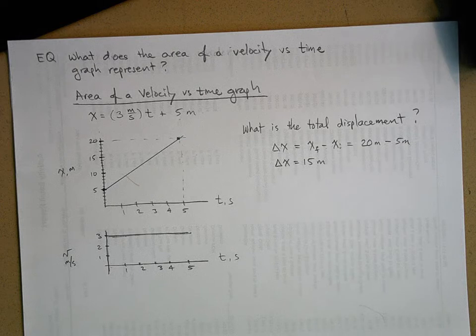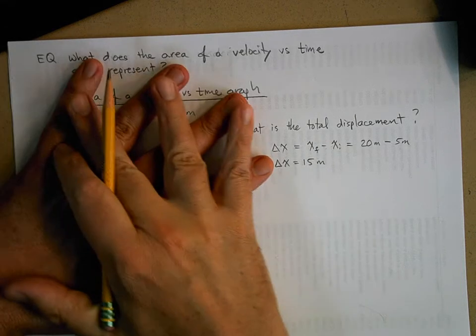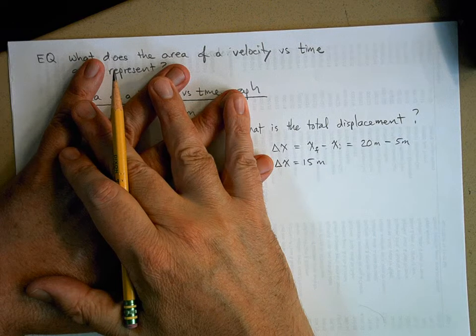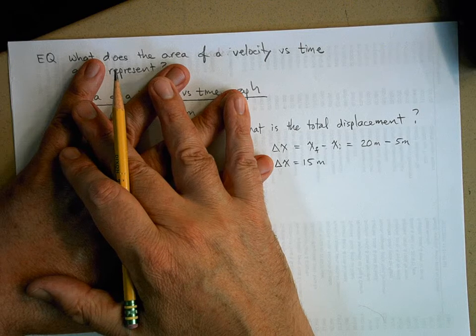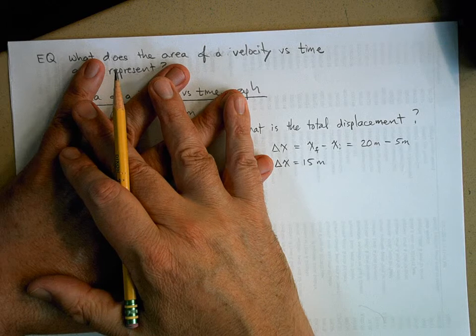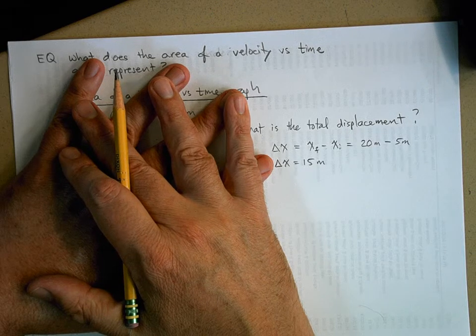And let's think about this. I mean, if I told you, let's not even look at this problem. What if I told you I was jogging along a street and I was jogging at 3 meters per second, which is a jog. You're jogging at 3 meters per second, and you do that for 5 seconds. How far are you going to go while you're jogging for that 5 seconds?